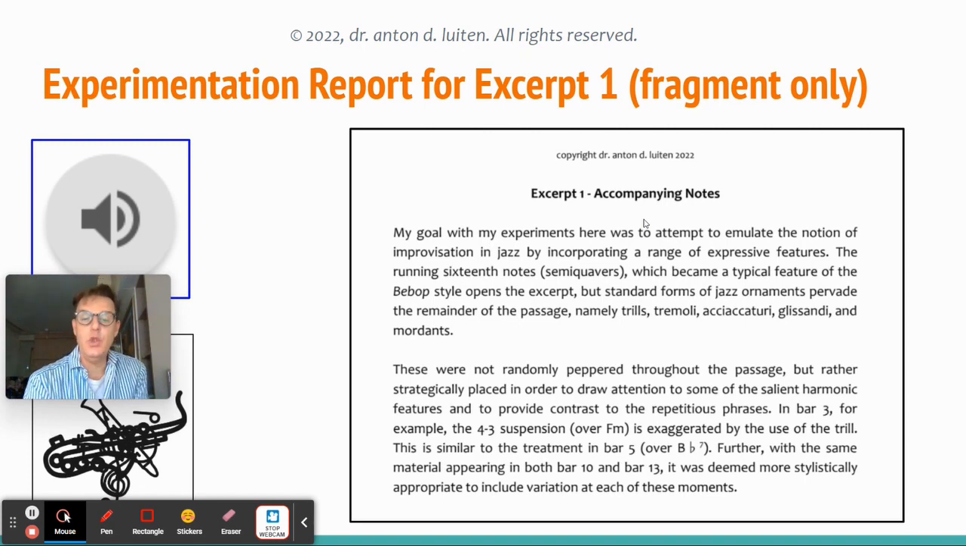Here, the students explain some of their findings and how their decision-making was grounded in their artistic choices.